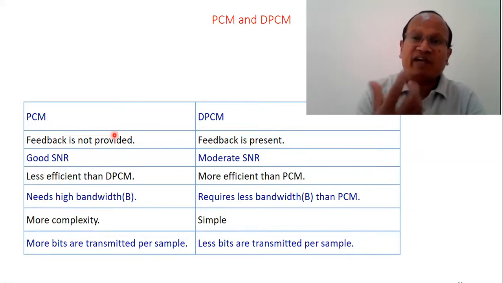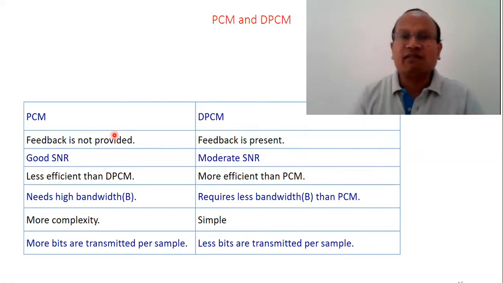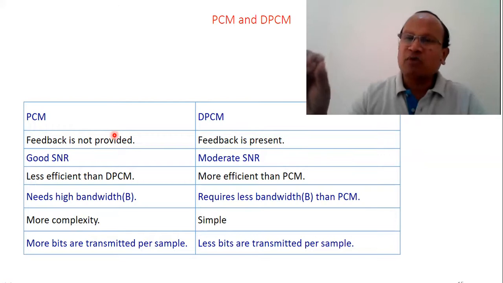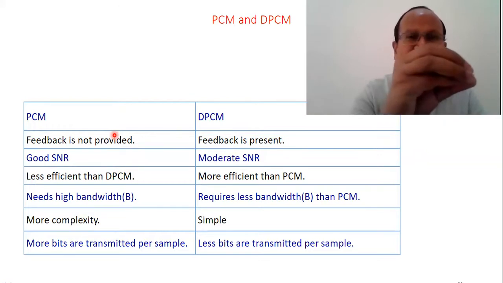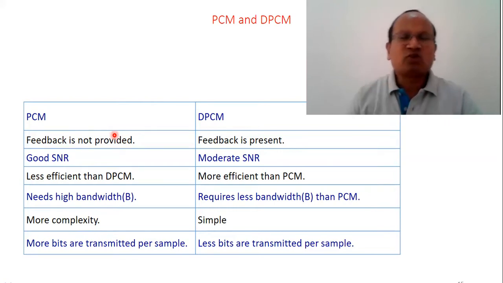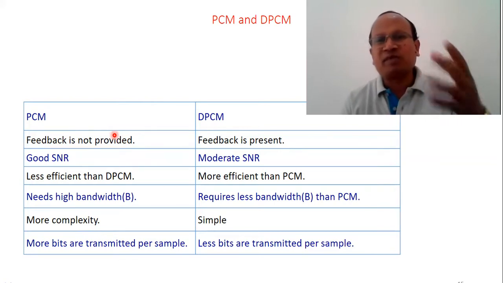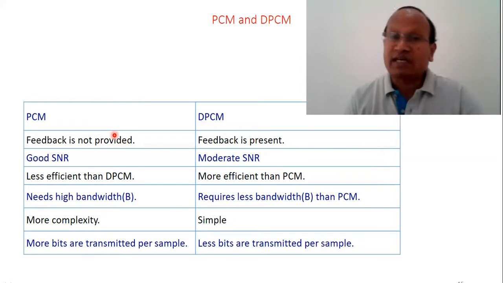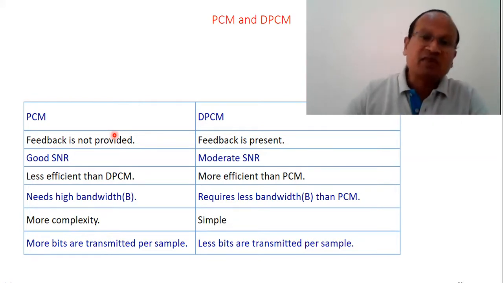What do we mean by feedback? Feedback is a process in which some part of output is again fed back to the input. So there will always be a loop, right? Is there any loop in PCM? No. So feedback does not exist. It's not there in PCM.